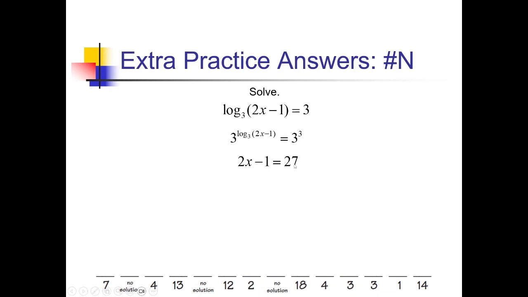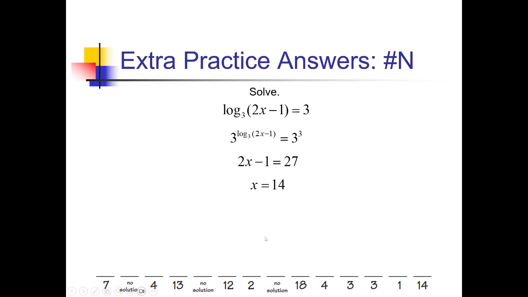And now if I add 1 to the other side and then divide by 2, I end up with 14 for my final answer. Now, one thing I'm going to do at the end of all these, mentally at least, is plug my answer back into the original just to make sure that I'm not taking the log of a negative number or a 0. Because if I am, I'm going to have to throw that answer out. And you'll notice down here below, there are some that say no solution. And each of these has at most one answer. So I might end up having to throw out some solutions along the way.